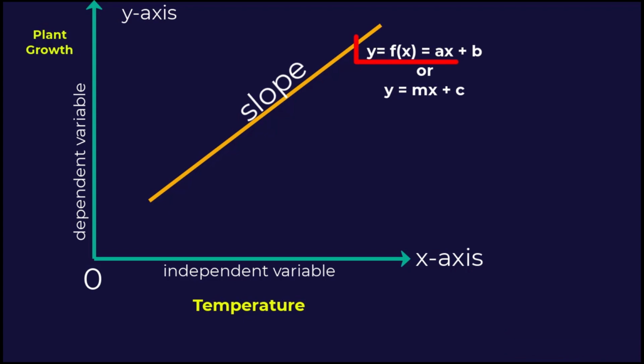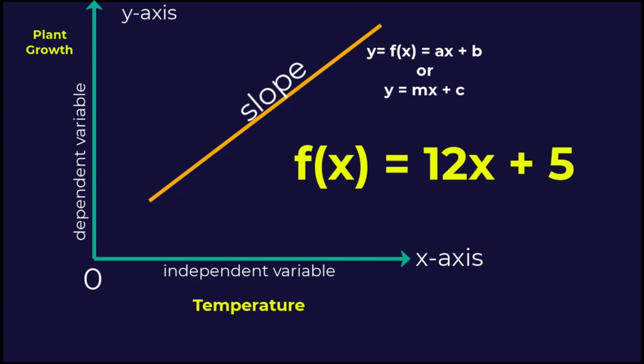So we shall use the formula f of x is equal to ax plus b. In short, y is equal to mx plus c. So f of x now. So let us say f of x is equal to 12x plus 5.